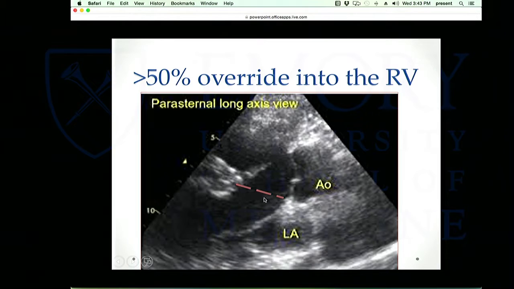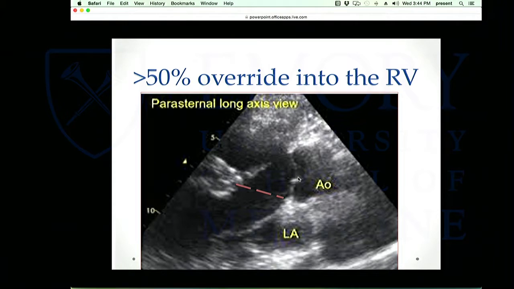And then the 50% override. So if you look at the VSD, so again, this is that same parasternal long axis view. If you look at the VSD, which is here, and you take this ventricular septum and draw a line straight over, if more than 50% of this aortic valve is into the RV, like across this line, then you would consider that more than 50% override. So you would need to see that big chunk of tissue here and then 50% override. That's all it means to be a double outlet right ventricle.